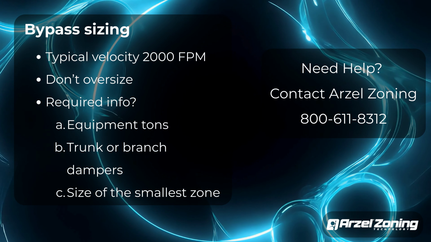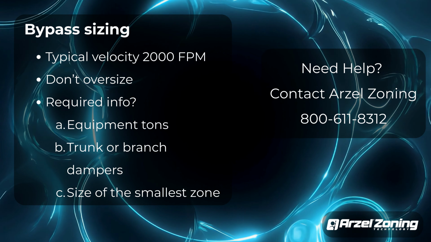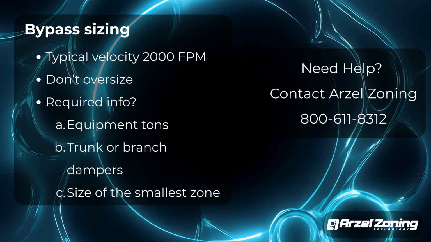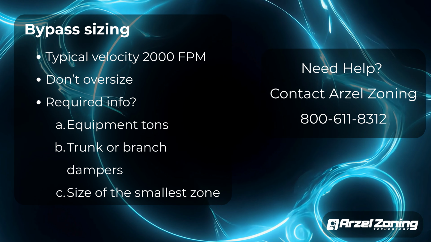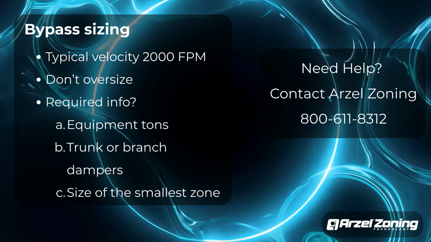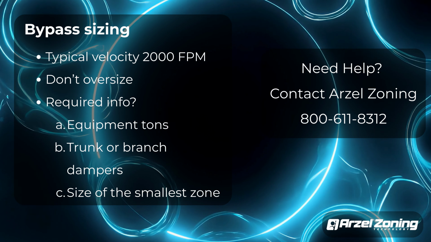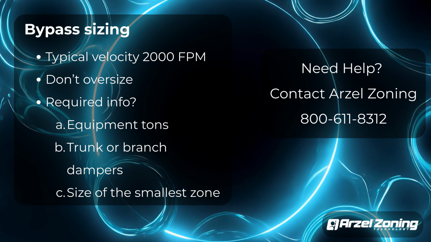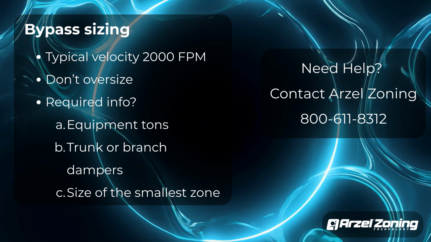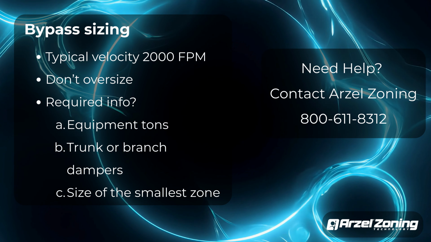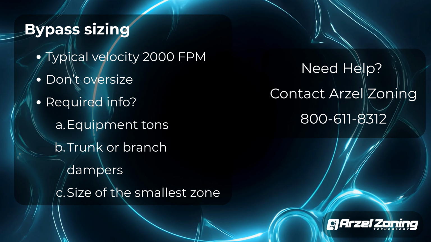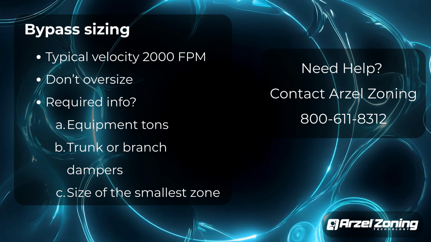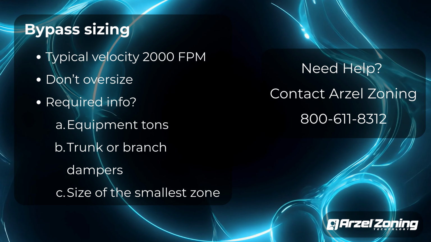When you're sizing your system based off that calculator, you need the tonnage of your air conditioning, you need to know whether you're doing trunk or branch dampers, and then you need to know the design CFM of your smallest zone, or how many supplies are in there. With those 3 pieces of information, you guys can do most any calculation. And like I said, you're always welcome to call us for any questions you have, or just to do the calculation for you. You don't have to use the calculator if you don't want.